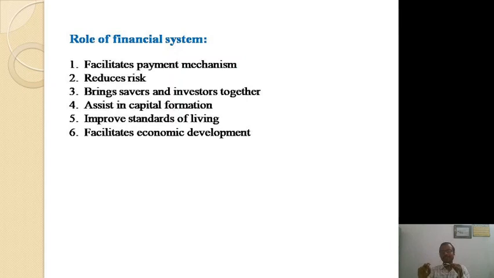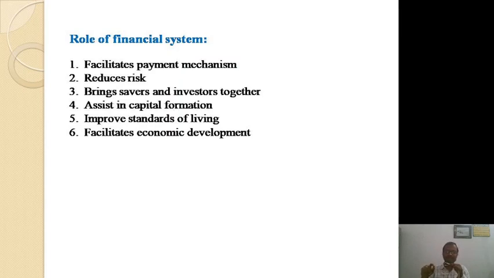The second one is that it reduces risk. I already told you the amount that a financial system collects will not be invested in a single industry or in a single source. It will split the amount that it mobilizes into different sources. So obviously what will happen, the risk will be reduced. The concept of diversification will be done automatically by this financial system, and the risk will be minimized.